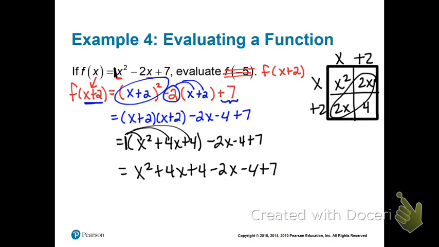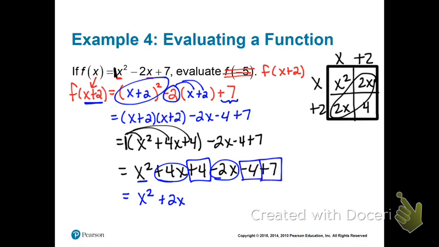And then all we have left is to combine our like terms. We're going to write our answers in descending order of the exponents. So we have an x squared. And then 4x minus 2x, which is 2x. And then we have 4 minus 4, which is 0, plus 7, which is a positive 7. So we found that f of x plus 2 is equal to x squared plus 2x plus 7.